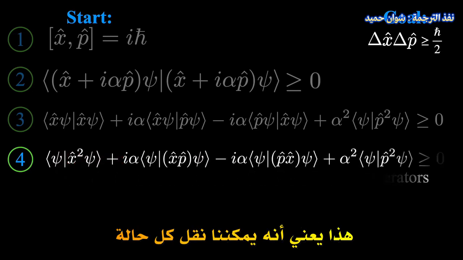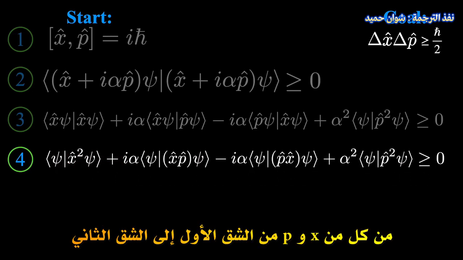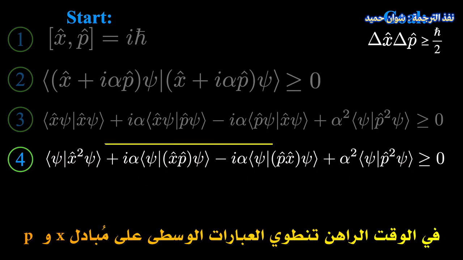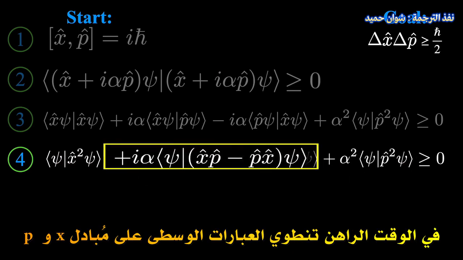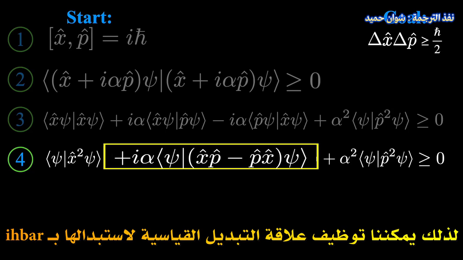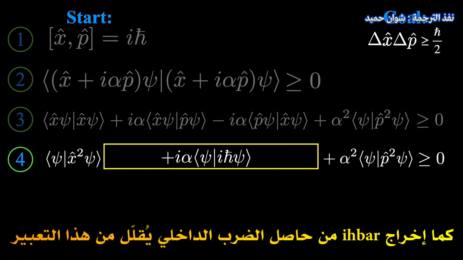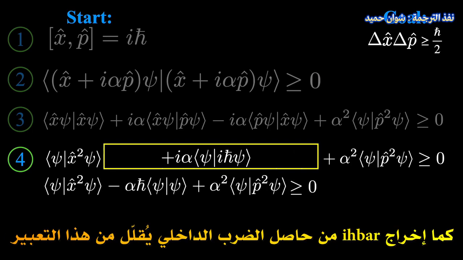This means that we can bring every instance of both x and p from the first slot into the second slot. Now the middle terms contain the commutator of x and p, so we can use the canonical commutation relation to replace it with i h-bar. Taking i h-bar out of the inner product reduces the expression to this.